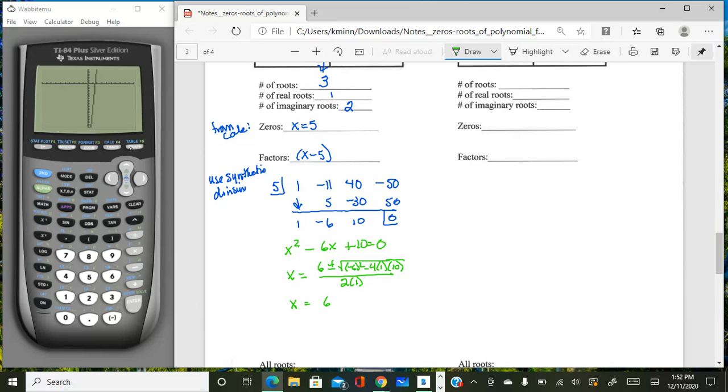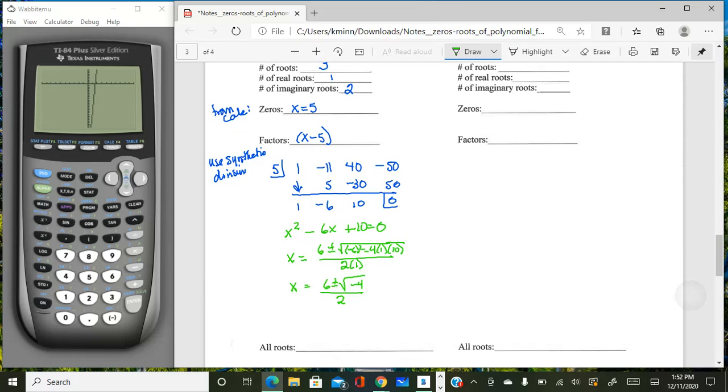Simplifying the numerator, our discriminant underneath that radical comes out to be negative 4 all over 2. So that negative 4 underneath the radical means that we are going to have a complex imaginary root, right? We should have 2 of them, so that's good. So we're going to change this to be 6 plus or minus 2i over 2, which simplifies nicely to be 3 plus or minus i.